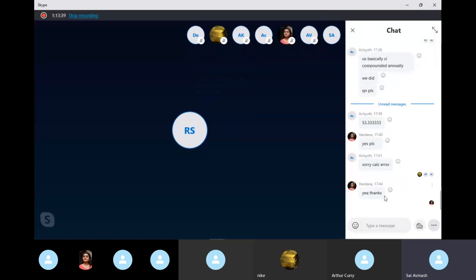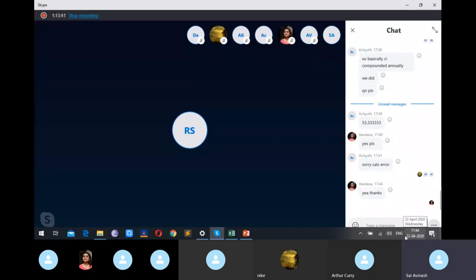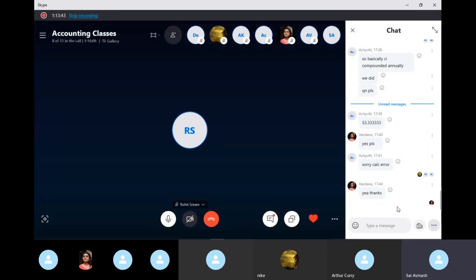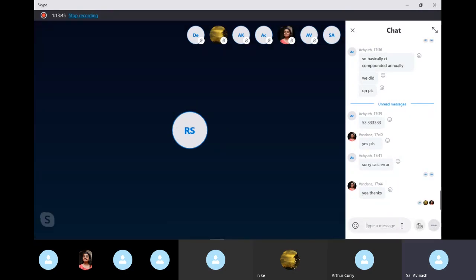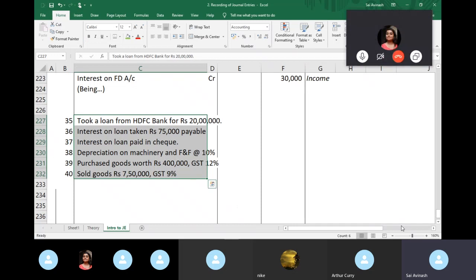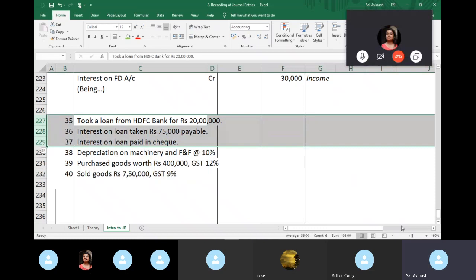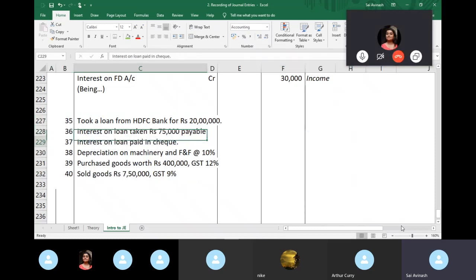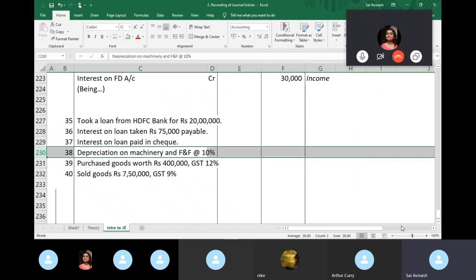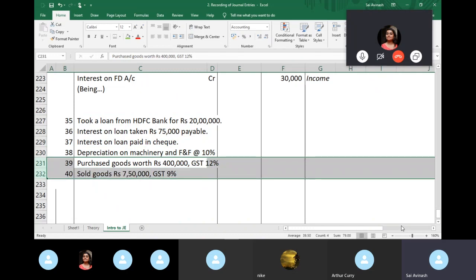I'll just ask you guys, because we are actually going past time now. You know what, we'll just take this up in the next class. There are 3 concepts here, that's it. We have interest on loans, we have to introduce what depreciation is, and we understand how to account for GST. That's it. These are just niches.